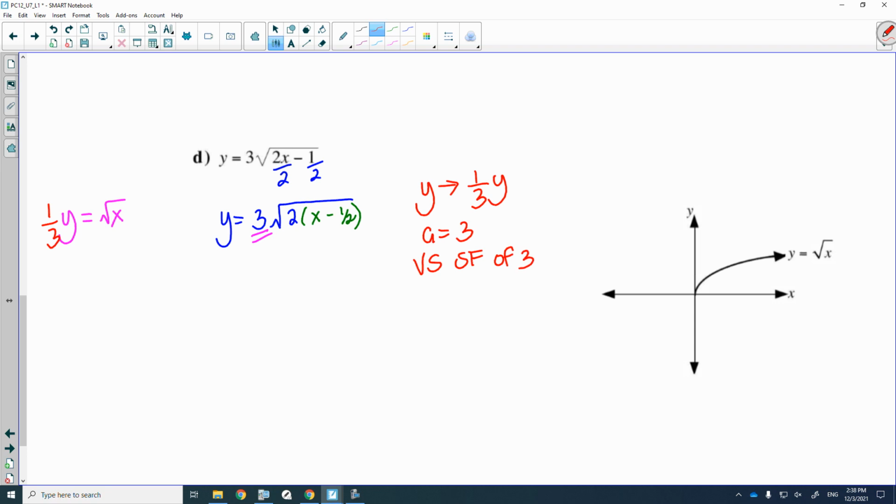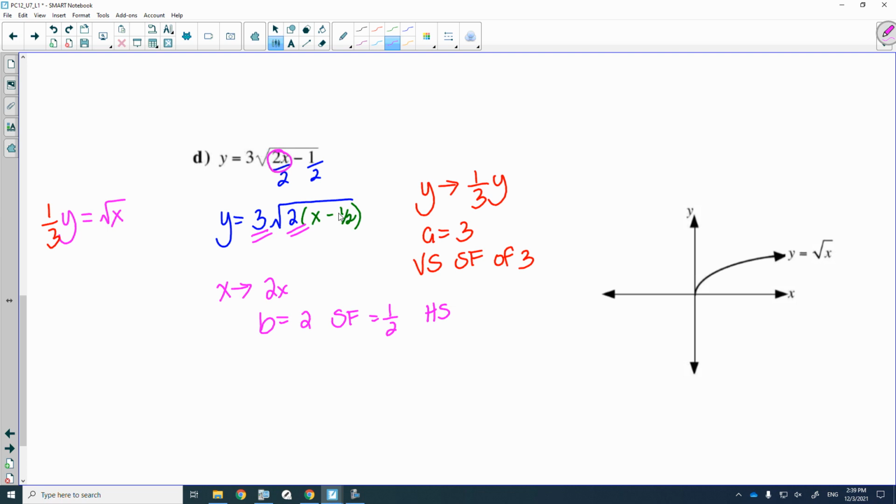The second transformation is the second stretch, which is going to be the b value. Right here, that is going to be an x replacement. X is replaced with 2x, and we know that that is going to be a horizontal stretch. So my b value is 2, so the stretch factor is equal to 1/2. So it's a horizontal stretch factor of 1/2.